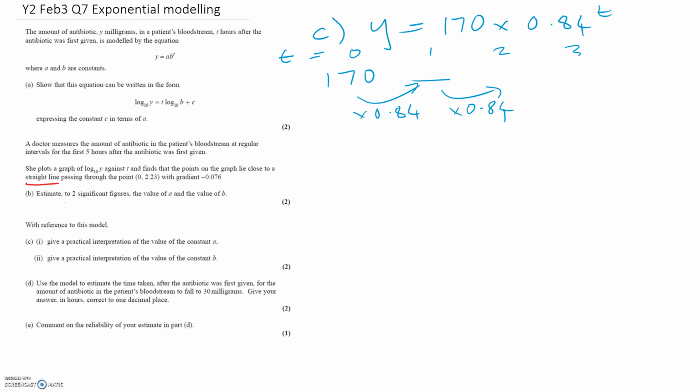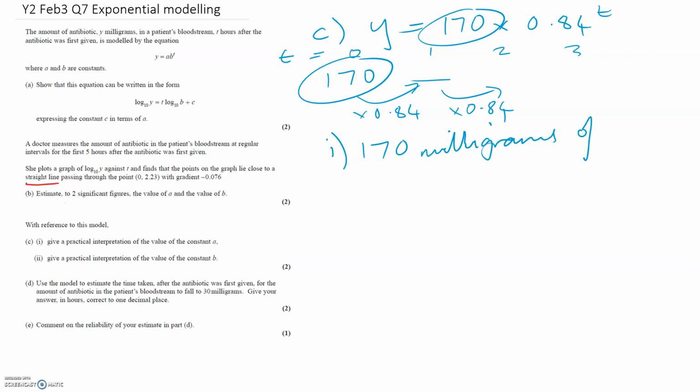So in terms of interpreting these two values, a and b, we can say that a is the initial value, which is the amount of milligrams of antibiotic initially given to the patient. So we can say 170 milligrams of antibiotic were initially given to the patient.